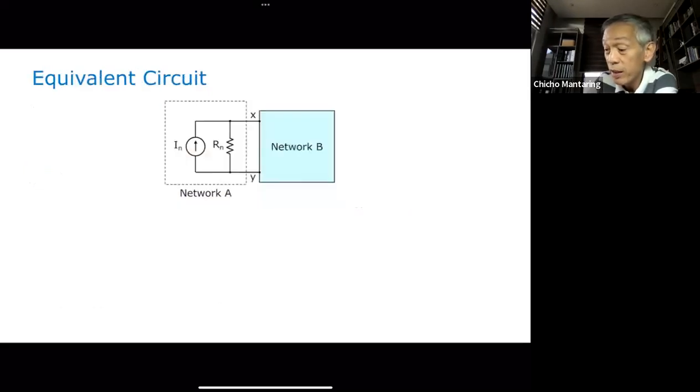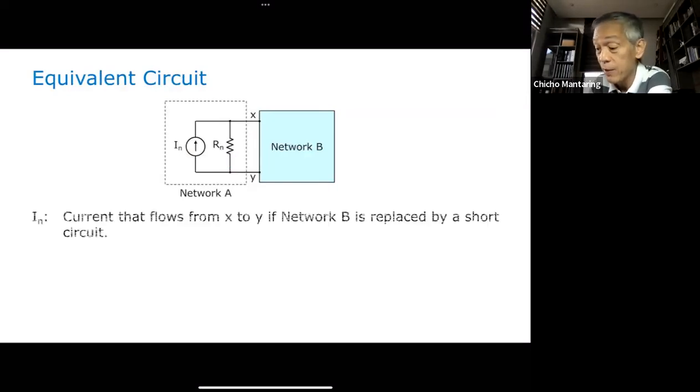So instead of a voltage source in series with a resistor, you now have a current source in parallel with a resistance. So this is now going to be my network A. Now, how do I determine your Norton current and your Norton resistance? The Norton current I_N is the current that flows from X to Y if network B is replaced by a short circuit.